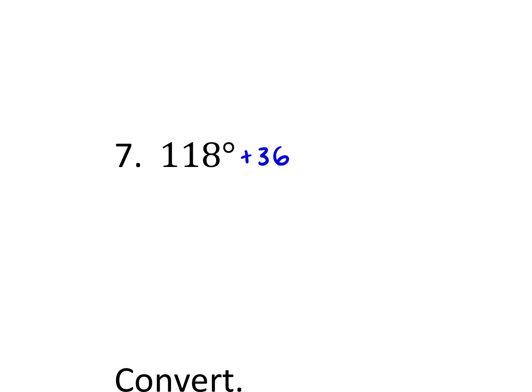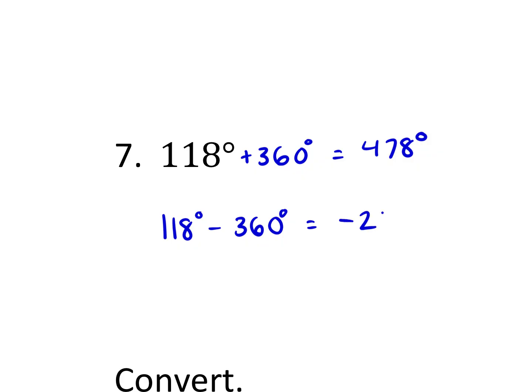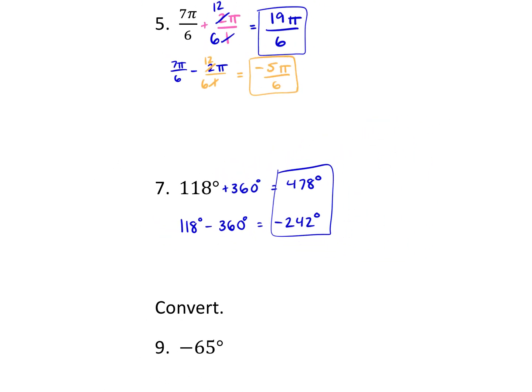So we can add 360 to find a positive one here. So 118 plus 360 would be 478 degrees. How do we find a negative coterminal angle? Subtract 360. So 118 minus 360 would be negative 242 degrees. So there is our positive and negative coterminal angle. When you're writing degrees, make sure you put the little degrees symbol. If you don't put the degrees symbol, you'll lose points. So don't forget that.